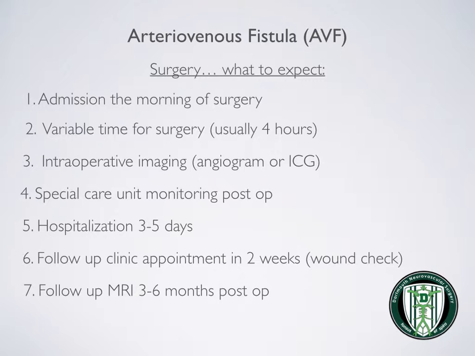When being admitted for surgery related to an arteriovenous fistula, patients can expect to be admitted the day of the procedure. Again, the time for surgery is usually around 4 hours. Oftentimes, intraoperative imaging such as an angiogram or ICG injection will be done to confirm the fistula has been obliterated. Special care unit monitoring is typical. The hospitalization is usually 3 to 5 days, and at discharge, patients are given a clinic appointment in 2 weeks. MRI at follow-up is usually 3 to 6 months.